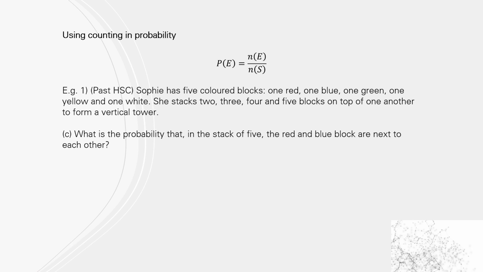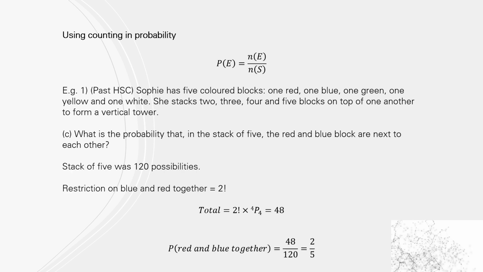What about the probability that in the stack of 5, which we had in the last answer, the red and blue block are next to each other? Remember that the stack of 5 from part B was 120 possibilities, so that's going to be our number underneath. If the red and blue are together, that's 2 factorial. And then the other 3, as well as them considered as a group, make 4P4, so we're stacking 4 from the 4 that are left. That's 2 factorial times 4P4, which is 48, which is 2 in 5.